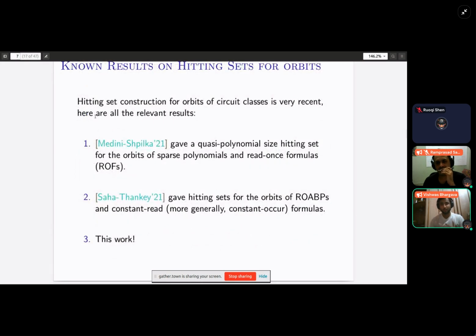So all the work on hitting sets for orbits has been done just this year, in a span of a few months. First was by Medini Spilka, who gave quasi-polynomial hitting sets for orbits of sparse polynomials and read-once formulas, followed by the work of Saha Thamke, who gave hitting sets for orbits of ROABP and constant-read formulas. These works are more or less simultaneous. And third is this work.